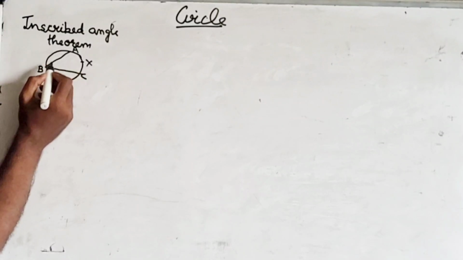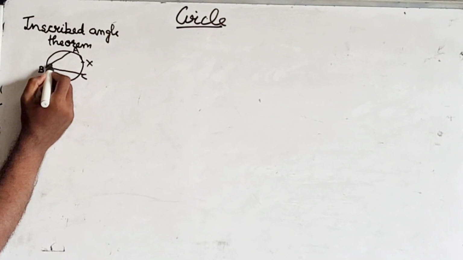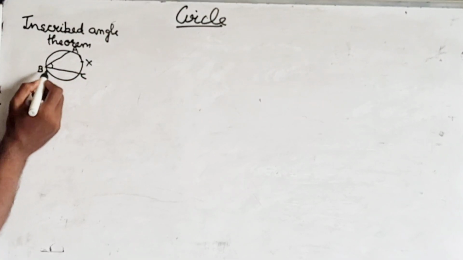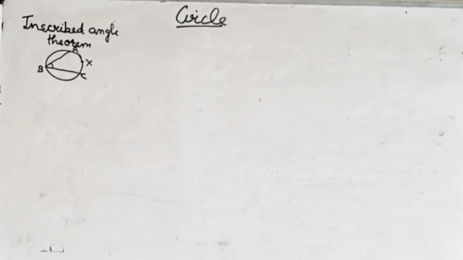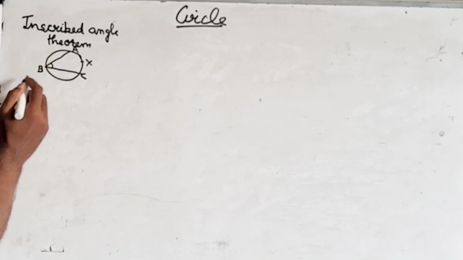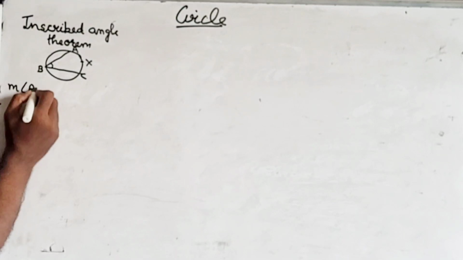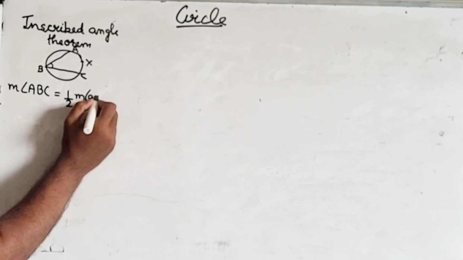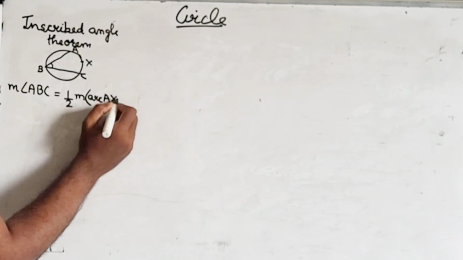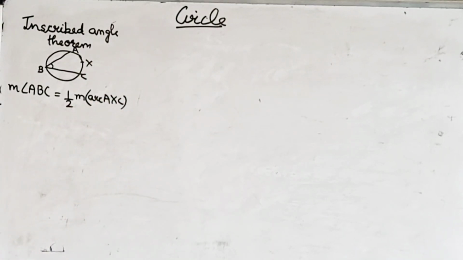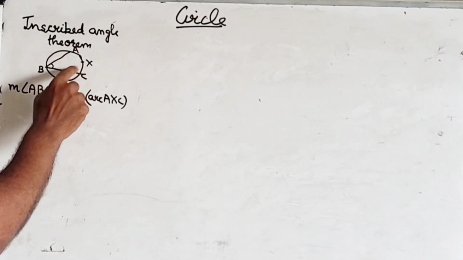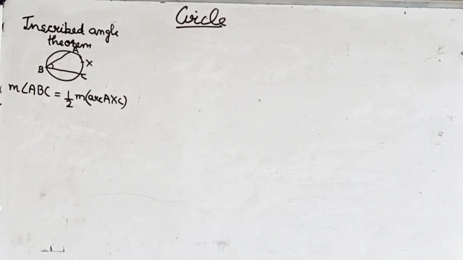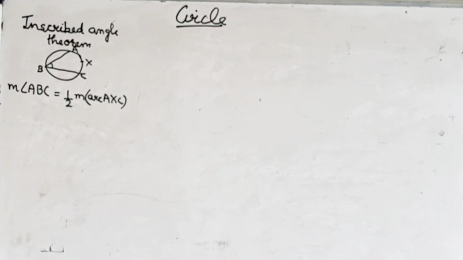An inscribed angle is one which has its vertex on the circle, and the part which it cuts is called its intercepted arc. Then the measure of that angle ABC is equal to half of the measure of the intercepted arc. When sums are given, either they give you the inscribed angle and ask you to find the intercepted arc, or they give you the intercepted arc and ask you to find the inscribed angle. So it's very simple to calculate.